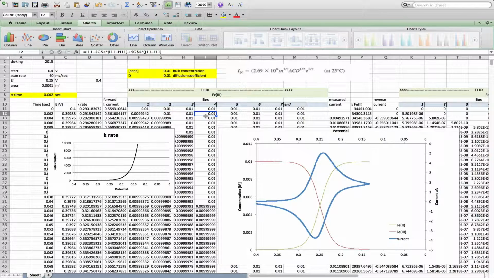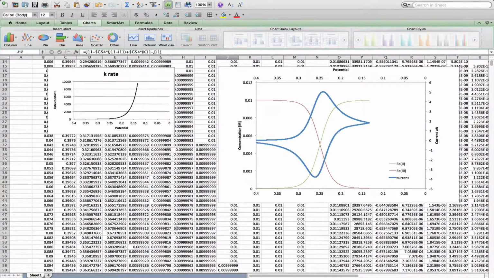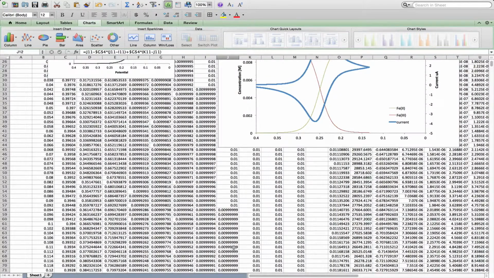And each of these cells follows the same pattern. So this box, box 5, is equal to the box above it minus the amount that I lost fluxing in this direction. So it's the diffusion coefficient times J11 minus I11 plus the amount of flux from the box to its right. So this diffusion has the effect of depleting the concentration at the surface of the electrode. And you can see this depletion propagating outward.